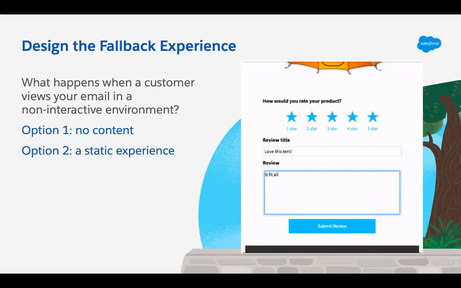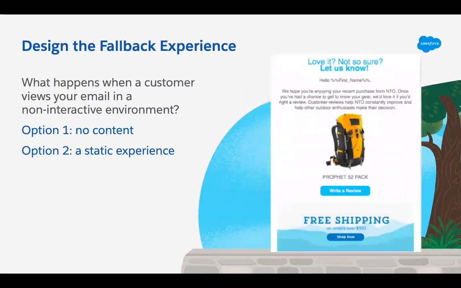So many times you're going to have that already, and you can just use your existing static content as the fallback. In this case, you might have an email that's just the product image and a link, "Write a review," that goes out to an existing page where the review is collected. That's a perfect fallback experience. And then in both cases, you're optimizing for the email client.